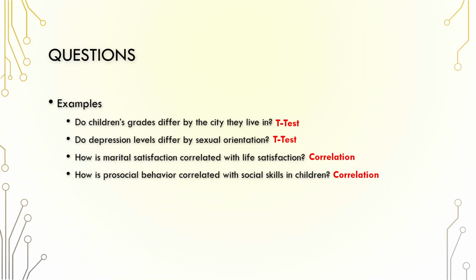The first two are very much independent samples t-test types of questions. So we could have two groups of sexual orientation and ask how they differ on depression or depressive symptoms. We could have two groups of cities that children live in and ask what their grades are like. Then those last two questions are very stereotypical correlation questions. How is this variable connected or correlated with this other one?